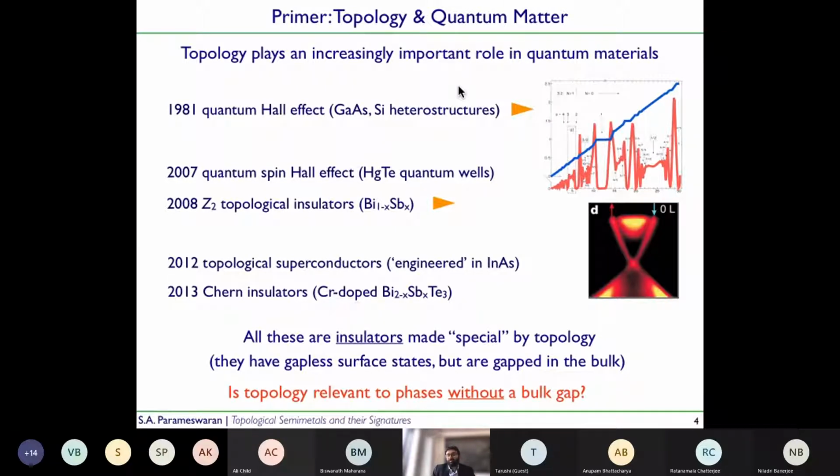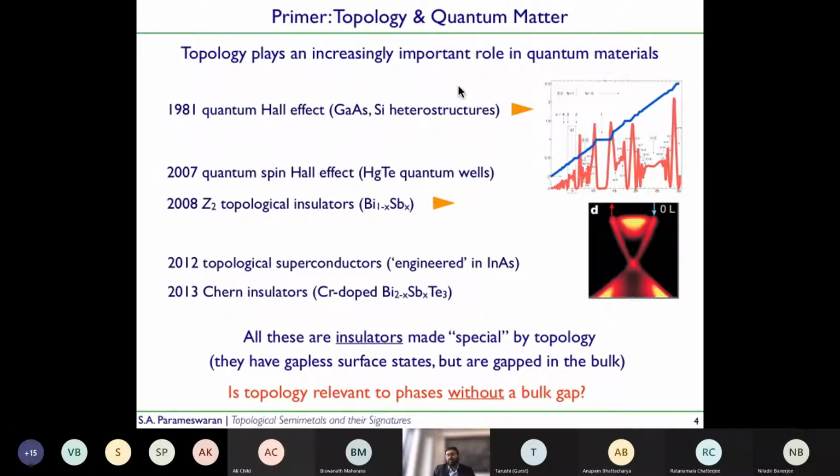Where you have gap protected edge states and all the signatures of the integer quantized Hall effect, but without an external magnetic field. So what unifies all these examples is that, I call these quantum Hall effect, but I could have just crossed out effect and put in the word insulator. And all of these are insulators.